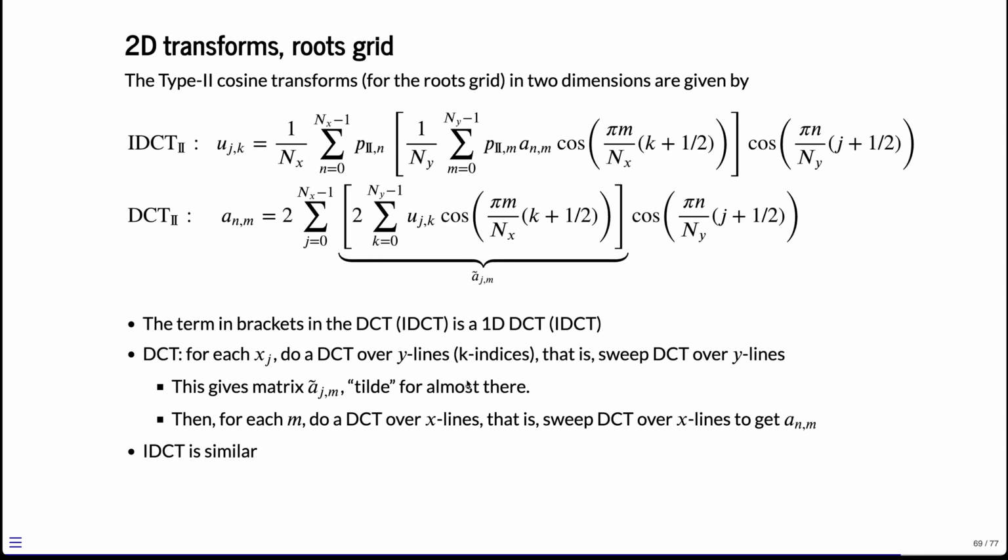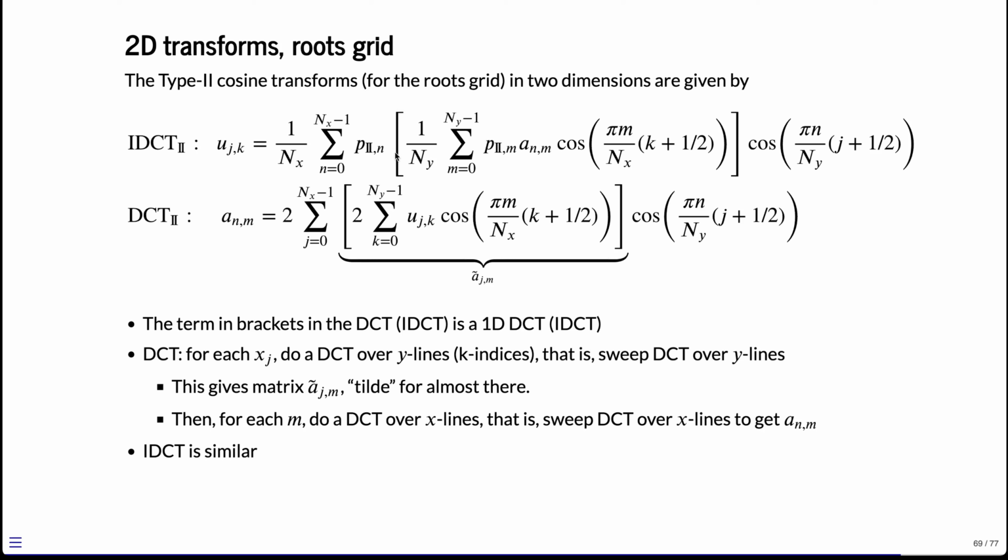So this is part 8 of our introduction to pseudospectral methods. In the previous presentation, we presented some examples of using Chebyshev pseudospectral methods in one dimension. Here we're going to extend that to 2 dimensions by first looking at the 2D transforms on the roots grid. So here we can see the inverse transform and the discrete transform.